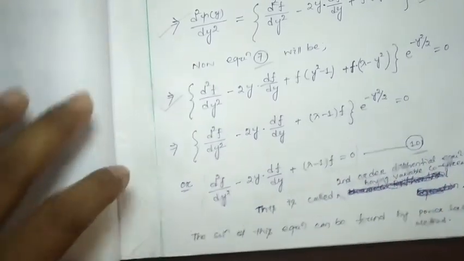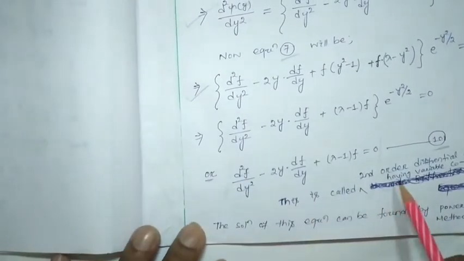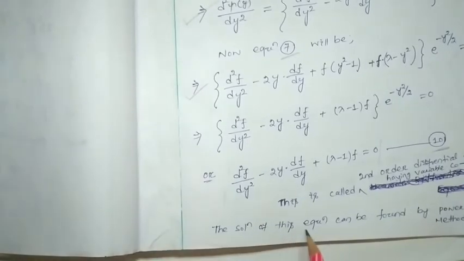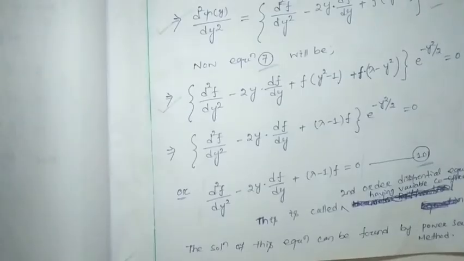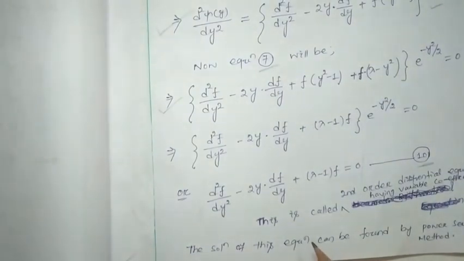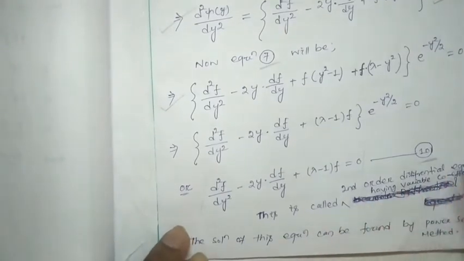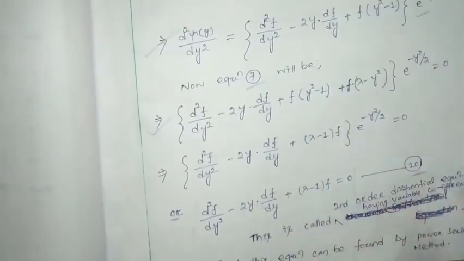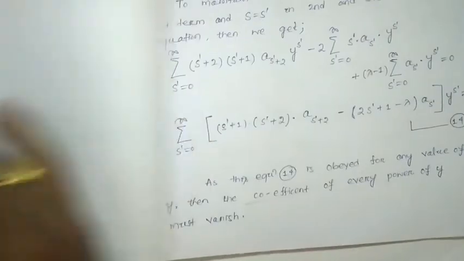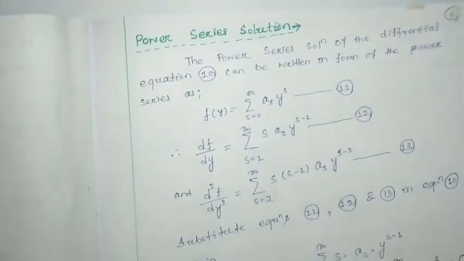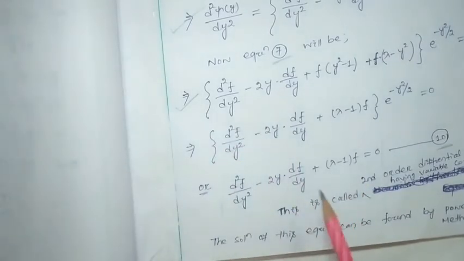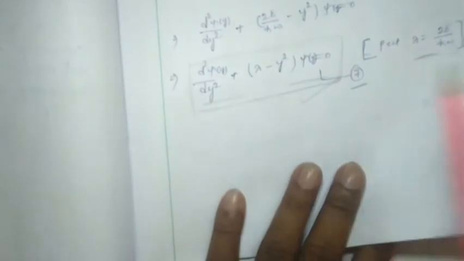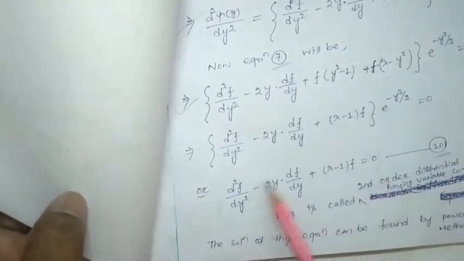Let this equation number be 10. This is called a second order differential equation having variable coefficient, and the solution of this equation can be found by the power series method. So equation number 10 is called the second order differential equation having variable coefficient. Now this can be solved by the power series method. This equation is another format of equation number 7.